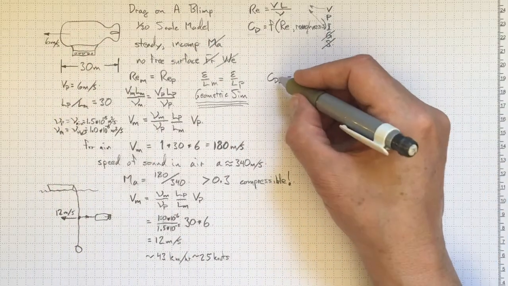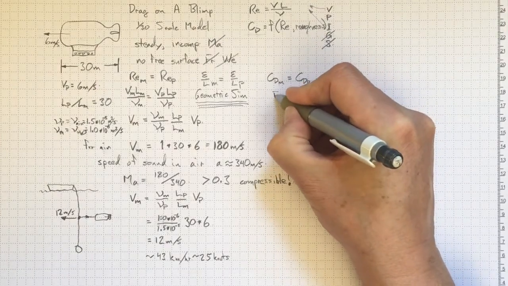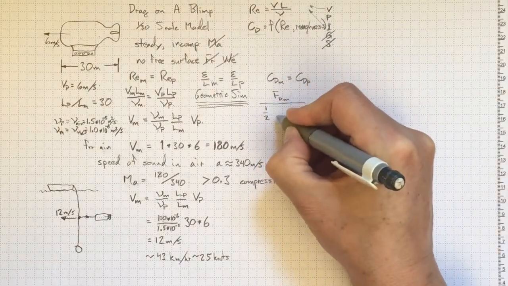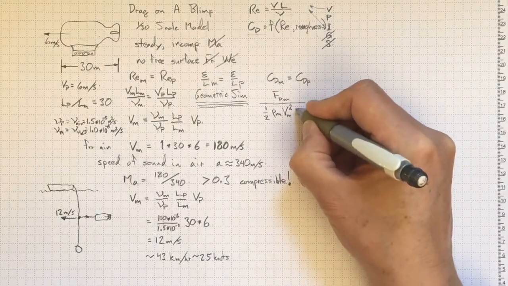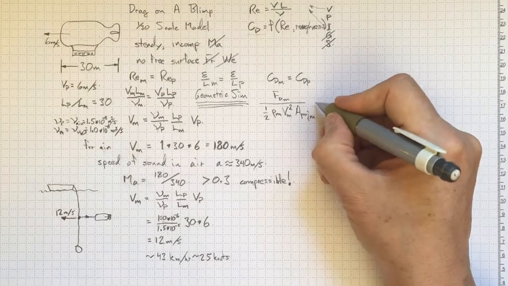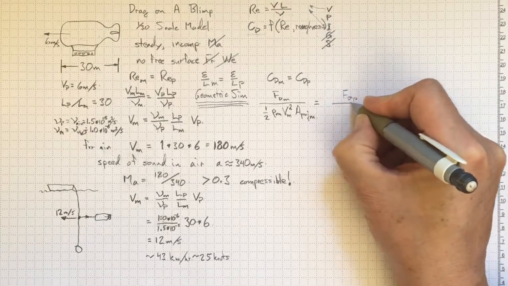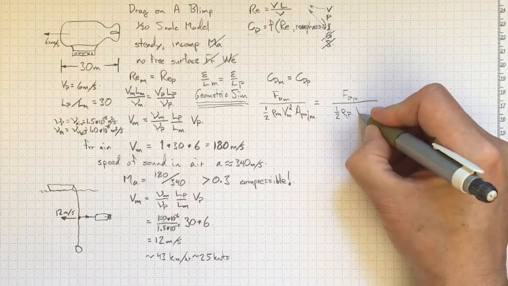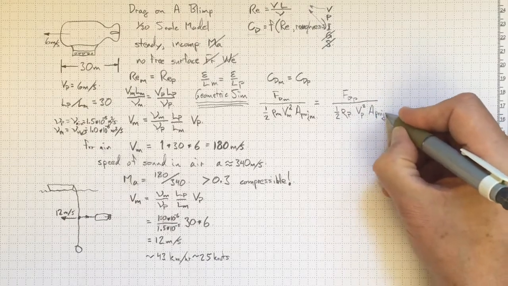So the drag coefficient on the model, we know from the definition of drag coefficient, is the force of drag on the model divided by 1/2 times the density in the model case times the velocity squared that the model's moving at times the projected area of the model. And that's going to have to be equal to the drag coefficient for the prototype, which will be the force of drag on the prototype divided by 1/2 times the density of the prototype situation times the velocity squared of the prototype and the projected area of the prototype.